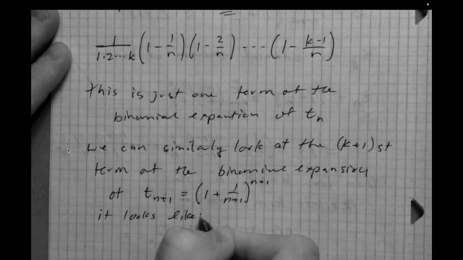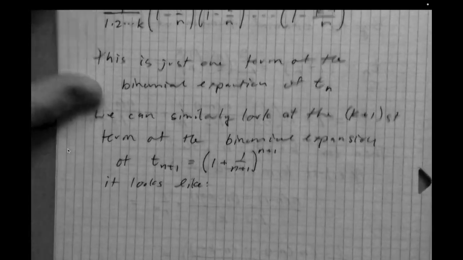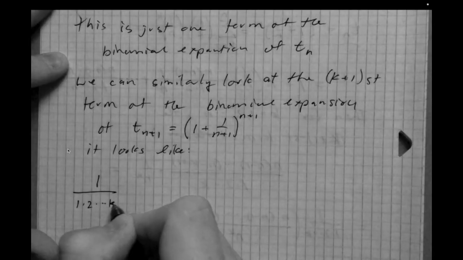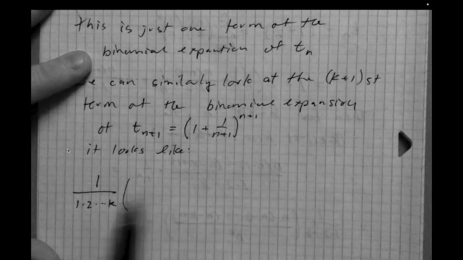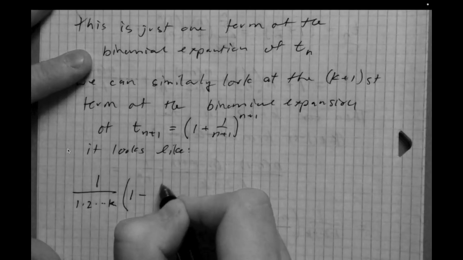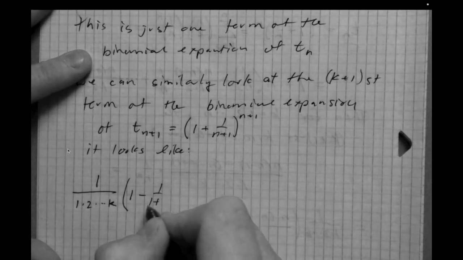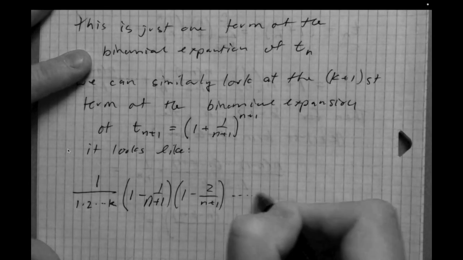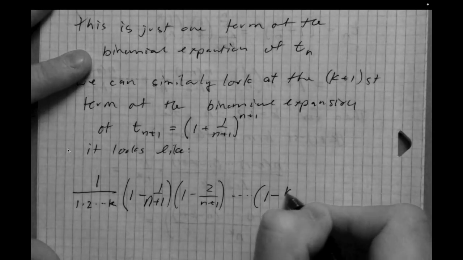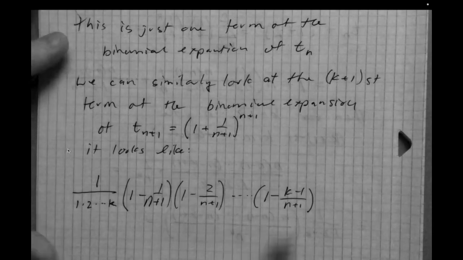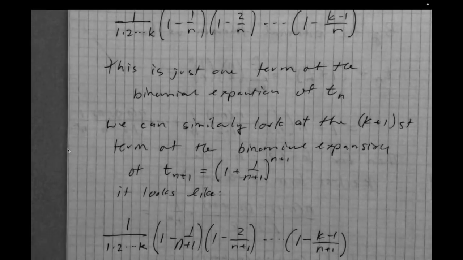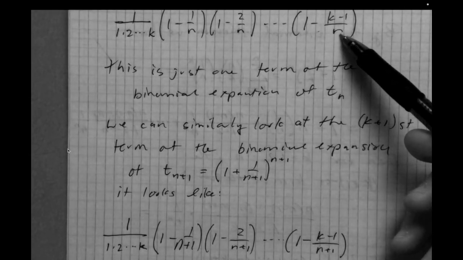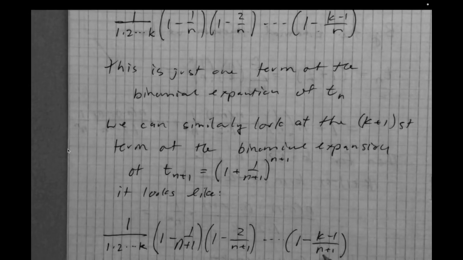So it's the same exact argument as what we just went through. It literally looks like 1 over 1 times 2 dot dot dot k, right? So k factorial out front, and now each of these terms is instead 1 minus 1 over n plus 1, and then 1 minus 2 over n plus 1, dot, dot, dot, and then 1 minus k minus 1 over n plus 1. So it looks very similar, right? So these two are very similar. Here you basically got 1 minus k minus 1 over n, and here you've got 1 minus k minus 1 over n plus 1.